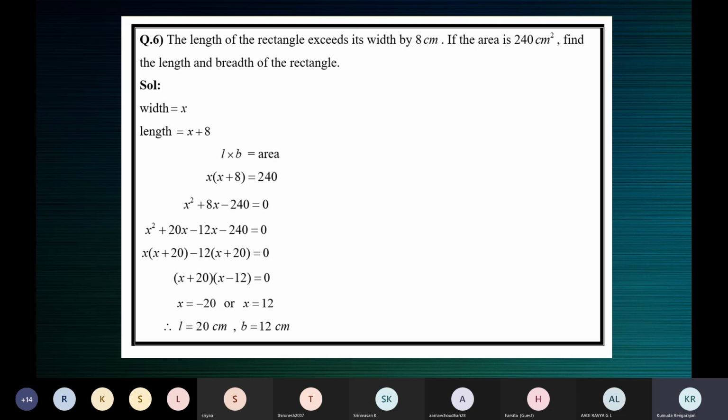And area is L into B. L into B is area. So x into x plus 8 is equal to 240. Yeah. Take a picture, children.